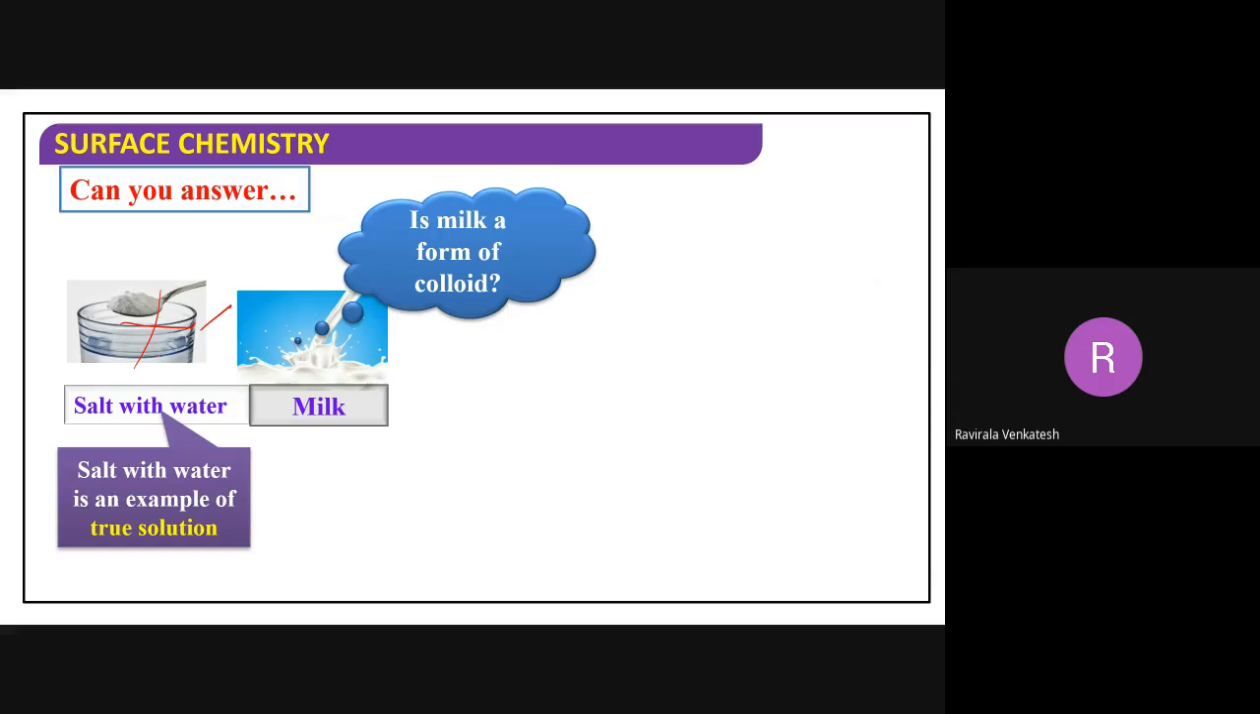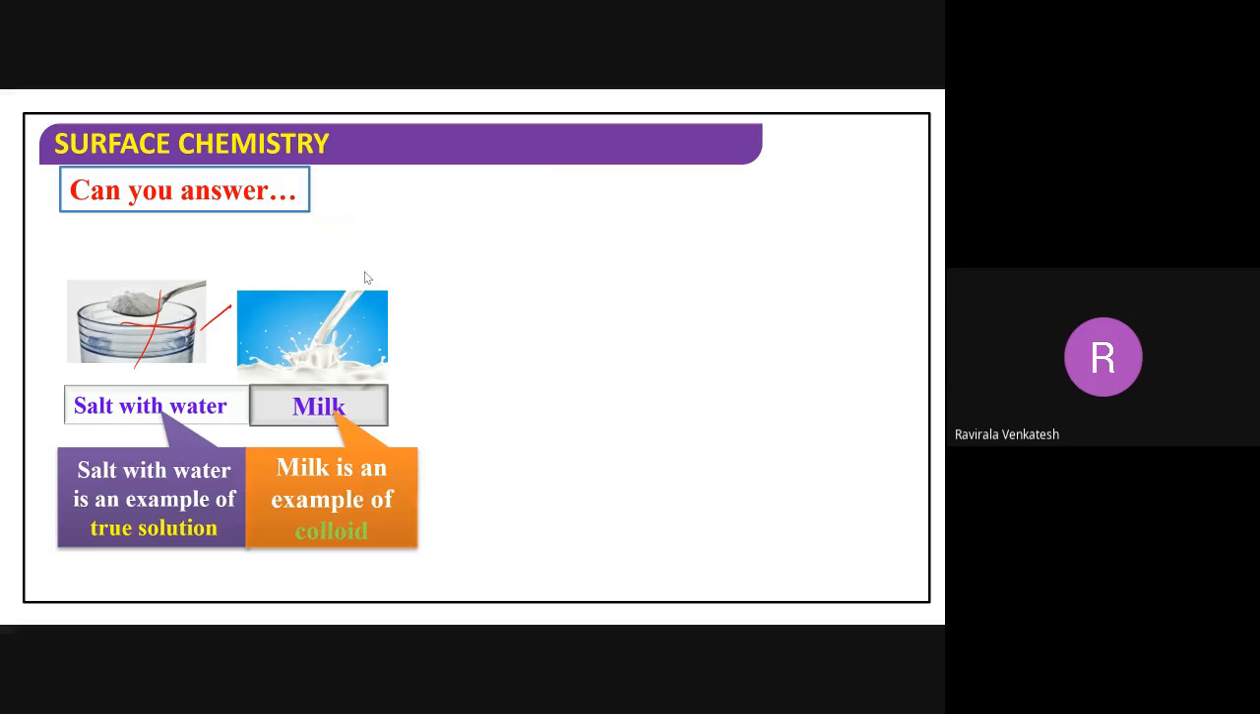Milk, is milk a colloid or not? Let me discuss milk. Milk contains fat particles in water. This is a colloid. We can also call it an emulsion, but emulsion is not in the syllabus, so you can leave this. Milk is an example of a colloid in which fat particles are present in water. The fat particle size resembles 10 to the power of minus 9 to 10 to the power of minus 6 meters, which is the size of colloidal particles. Then milk is definitely a colloidal solution.